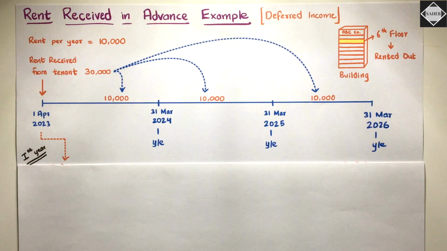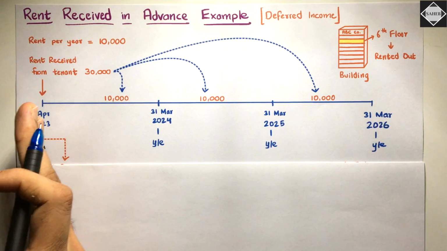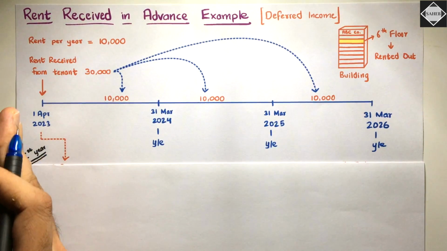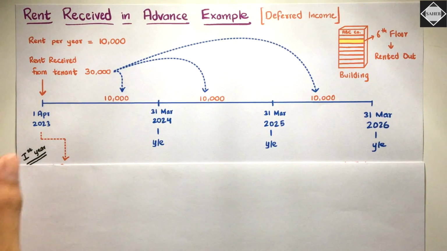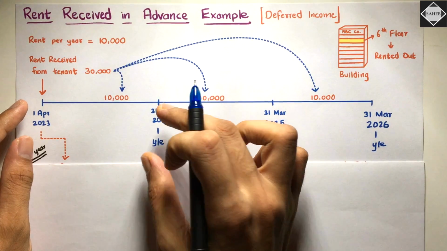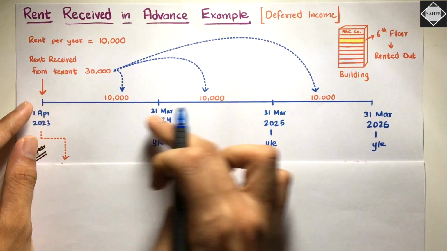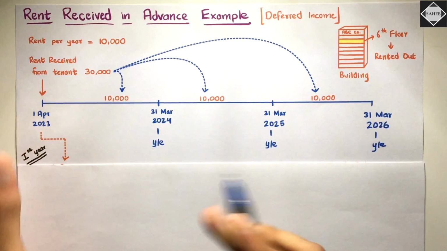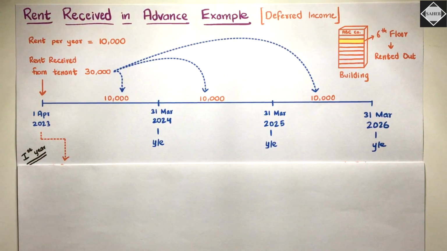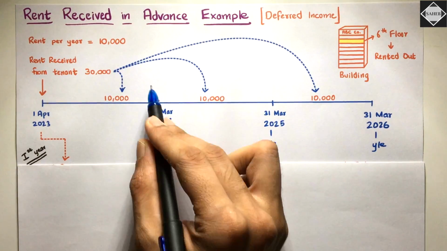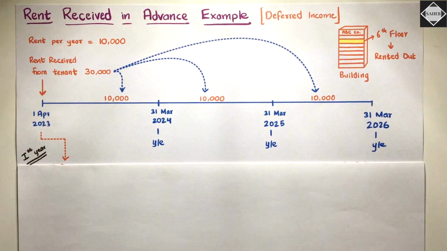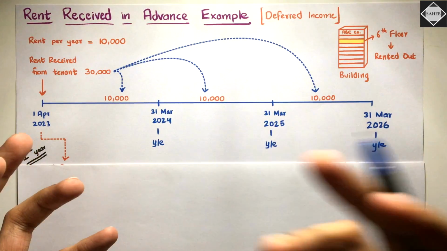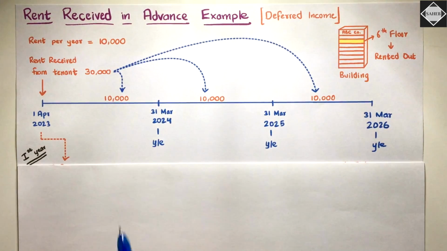Now let me ask you the question again by rephrasing it. Let's just say 1 year has passed, from 1st April 2023 to 31st March 2024. This is our first accounting period. Our year ends on 31st March 2024, and then we have second and third accounting periods. So at the end of the first accounting period, tell me how much is our income and how much is deferred income out of this 30,000.